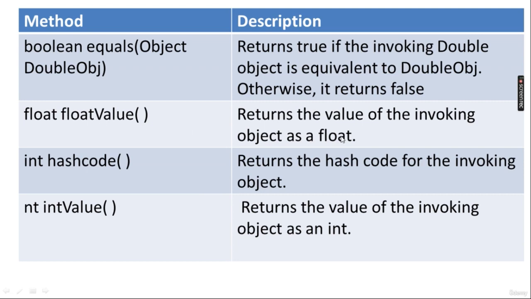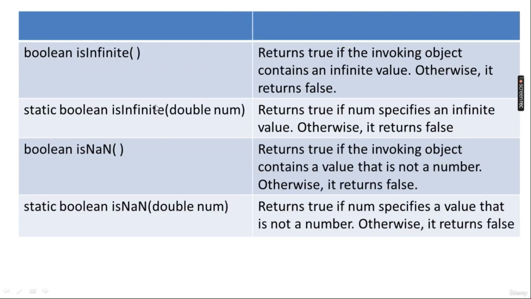Then floatValue returns the value of the invoking object as a float. hashCode returns the hash code for the invoking object. intValue returns the value of the invoking object as an integer. Okay, isInfinite returns true if the invoking object contains an infinite value, otherwise it will return false. Static boolean isInfinite(double number) returns true if number specifies a number which is infinite, otherwise it will return false. Boolean isNaN returns true if the invoking object contains a value that is not a number, otherwise it will return false.